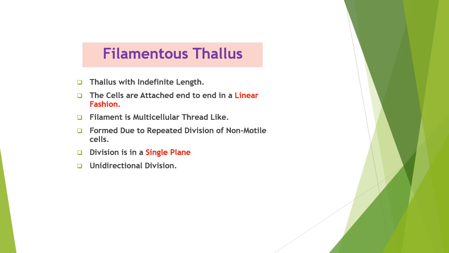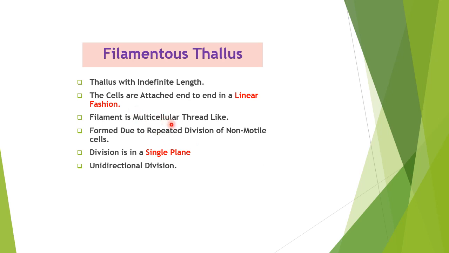Now you have a second range where you have a filamentous type of thallus. That means the thallus appears filamentous, a thallus with indefinite length. Cells are attached end to end in a linear fashion. That is, you have one cell, second cell, third cell, fourth cell, this way.